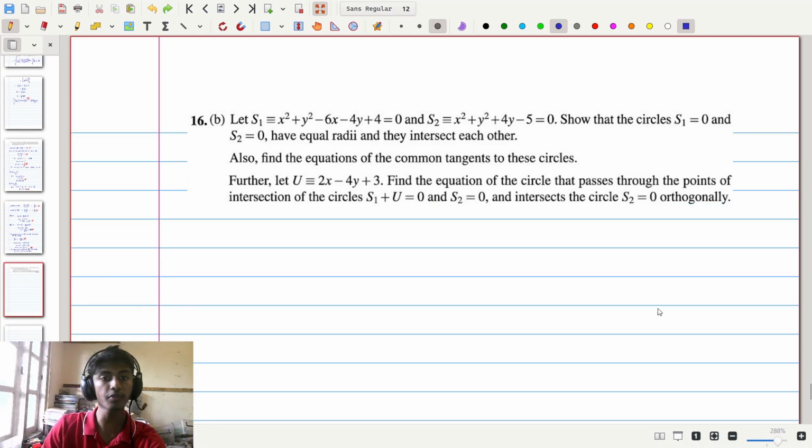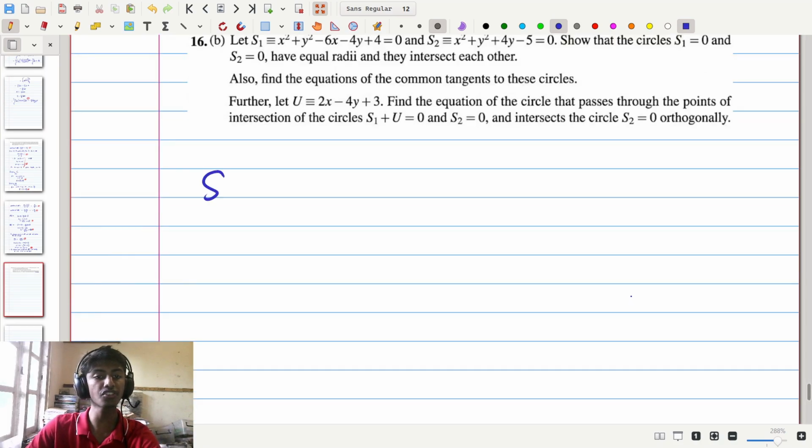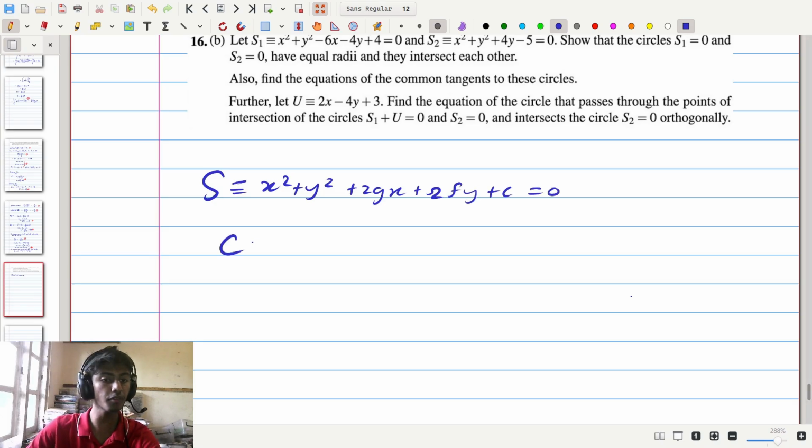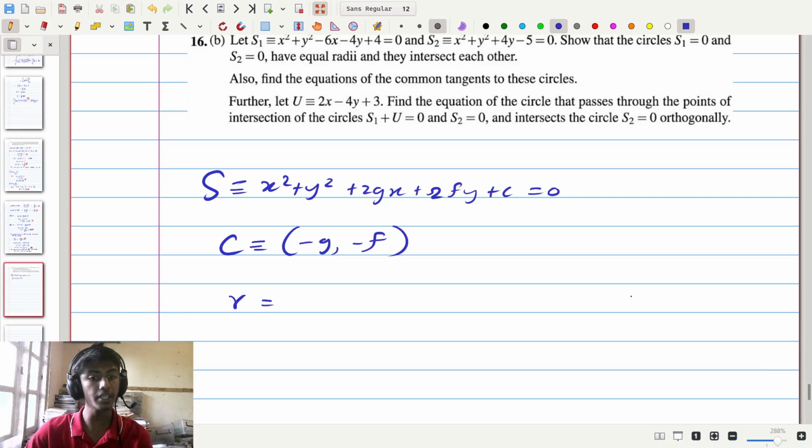Now to start with this question, we need to know that if you have a circle S of the form x squared plus y squared plus 2gx plus 2fy plus c equals 0, then the center C of this circle is going to be given by the coordinates of negative g, negative f, and the radius r of this circle is going to be equal to the square root of g squared plus f squared minus c.